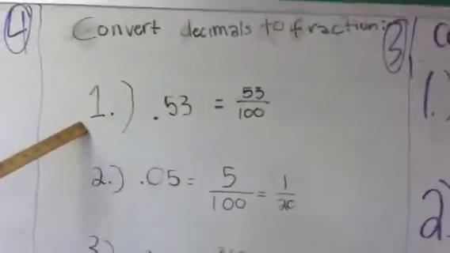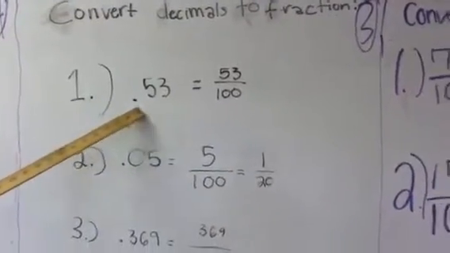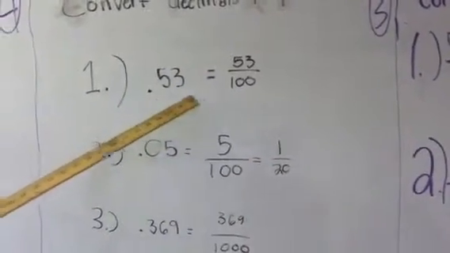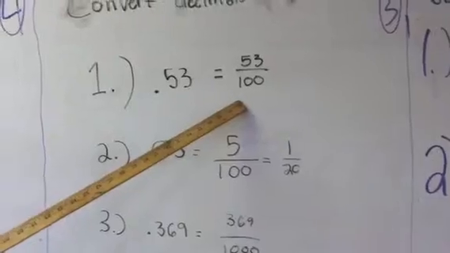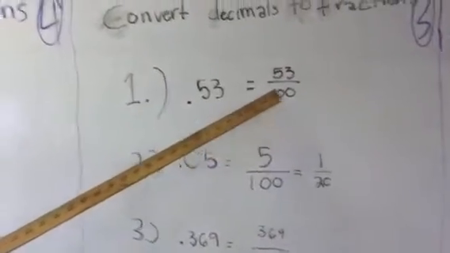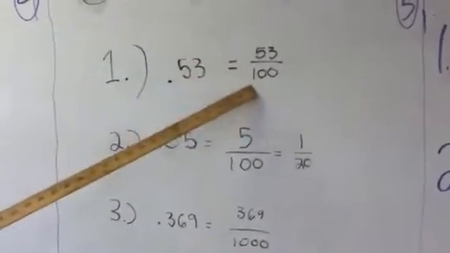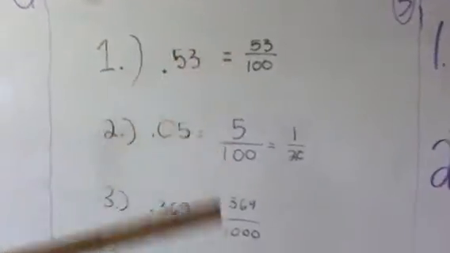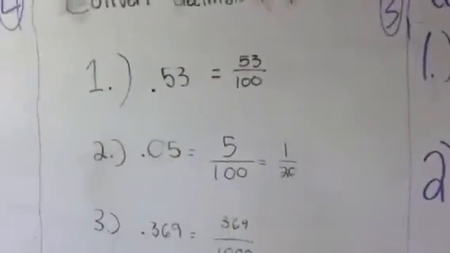Here are some examples of converting decimals to fractions. Here we are converting 0.53 to a fraction. First you put 53 over 100. If it is a single digit, you put it over 10. So the answer for number 1 would be 53 over 100. You can't simplify this fraction, so you just leave it alone.